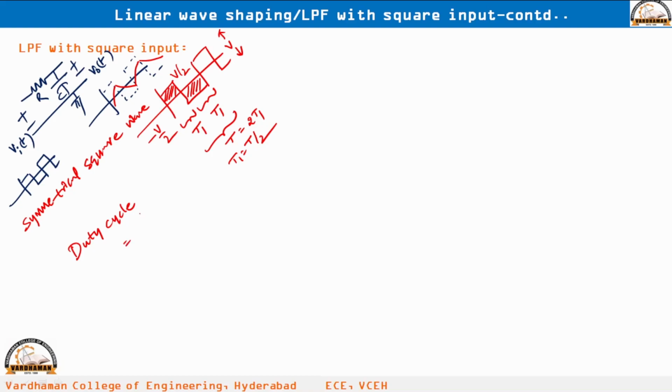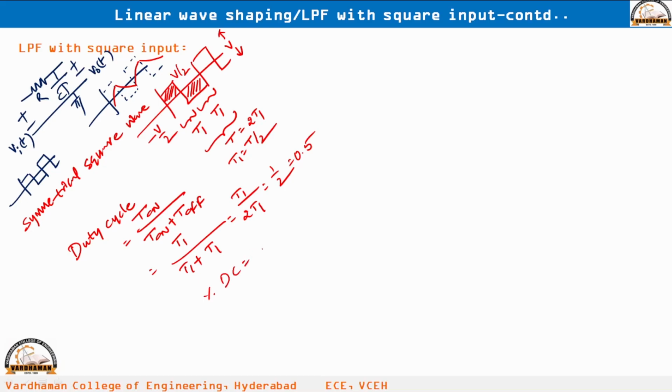For the symmetrical square wave, we can define one more parameter, that is duty cycle. Duty cycle is equal to T on by T on plus T off. For example, T on is t 1 seconds, T off is also t 1 seconds, that means t 1 by 2 t 1, that is equal to 1 by 2, that means 0.5. If you want to tell it in percentage, the duty cycle is 50%, and we can say that is available for the symmetrical square wave.